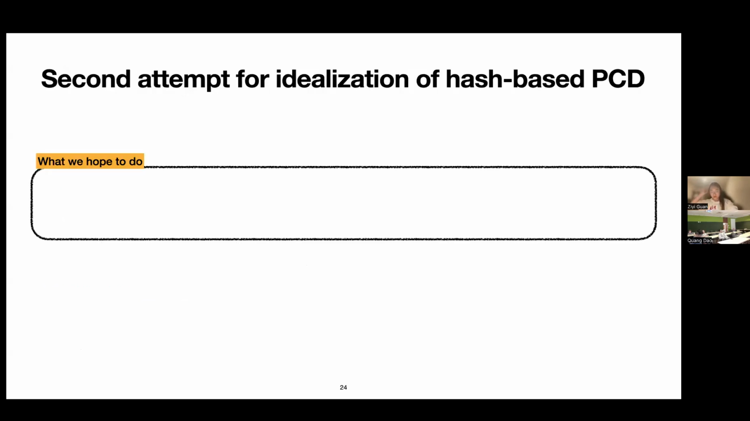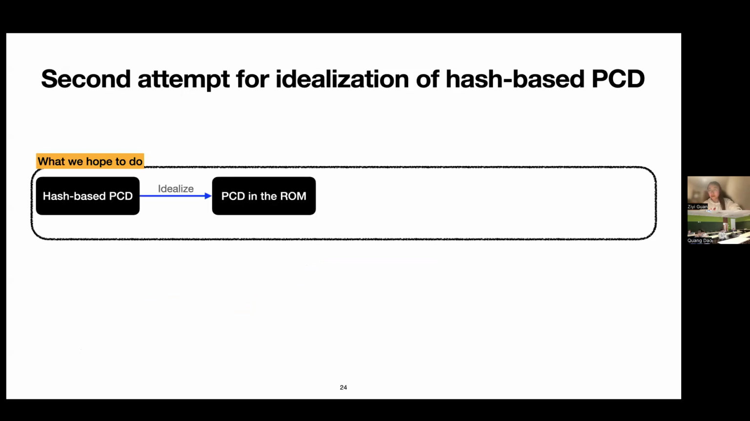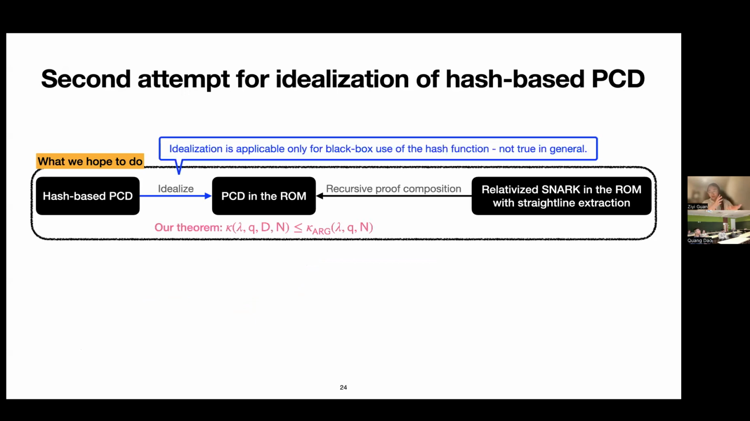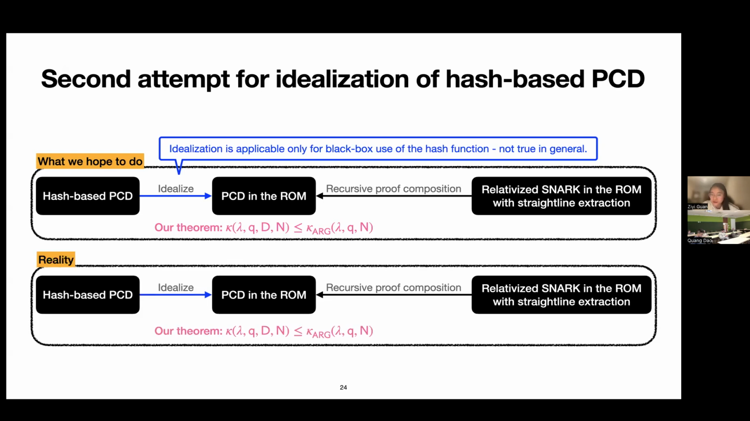Another idea is, how about we take hash-based PCD, idealize it to PCD in the ROM, and do recursive proof composition from relativized SNARK. Then we can apply our theorem. The first thing that is going to break is related to what was asked in the chat. Idealization here is applicable only if the hash function is used in a black-box way, which for PCD is not true in general. And moreover, something more fundamental is broken as well. Relativized SNARK in the ROM is not believed to exist, and PCD in the ROM is not believed to exist. So in general, we just can't apply our theorem.